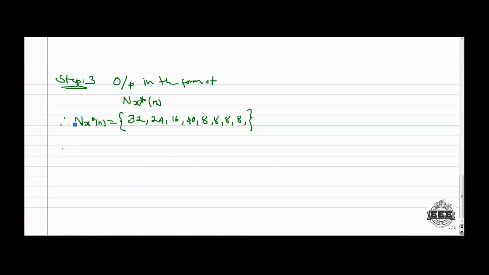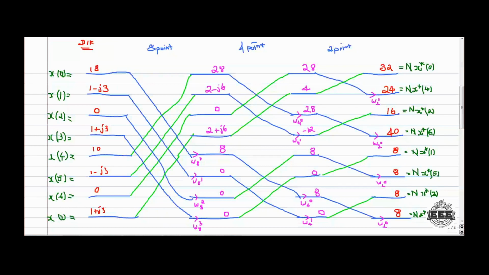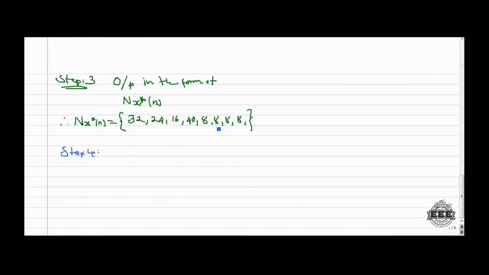The next step is step four. So this is the third stage output: 32, 24, 16, 40, 8, 8, 8, 8. This is in the form of N into X star of n. So step four: we need to divide the output by N. So divide this N into X star of n by N. What is N? We know that N equals 8.